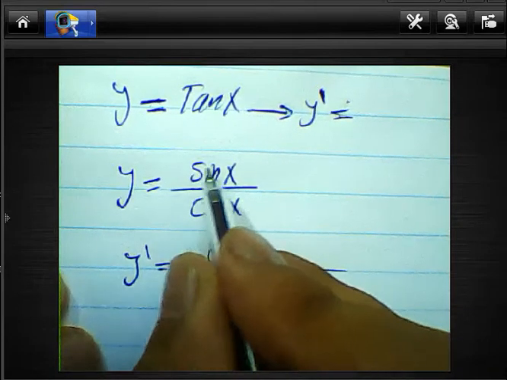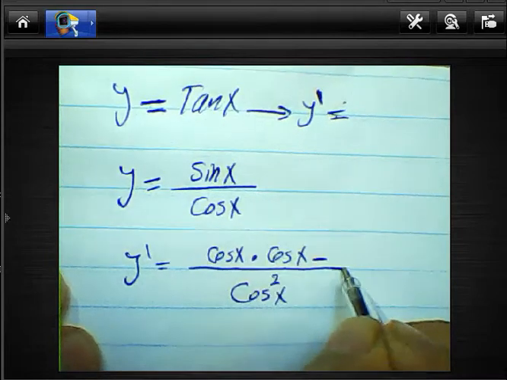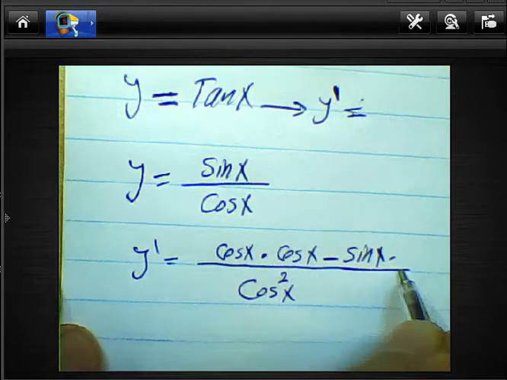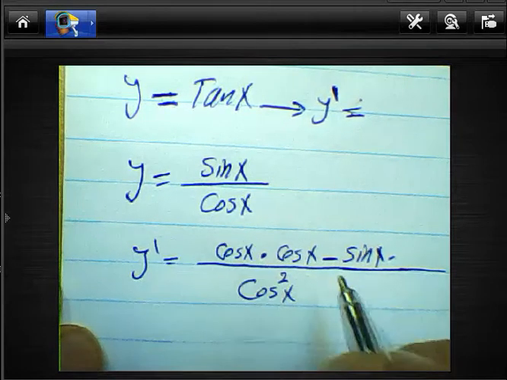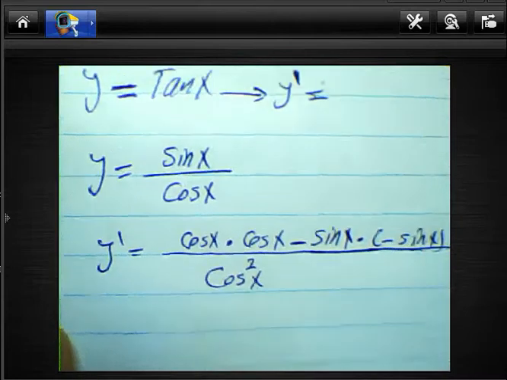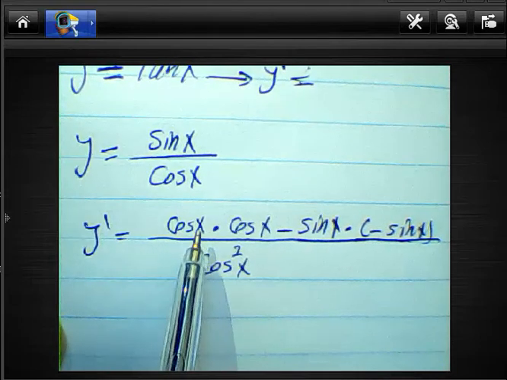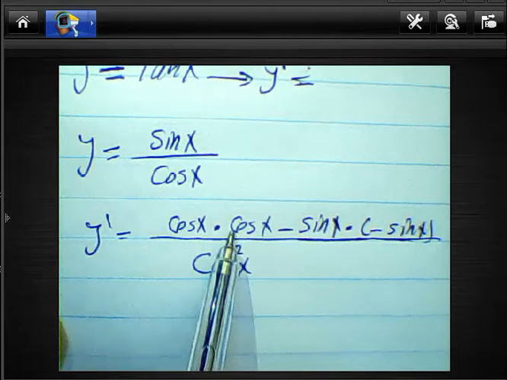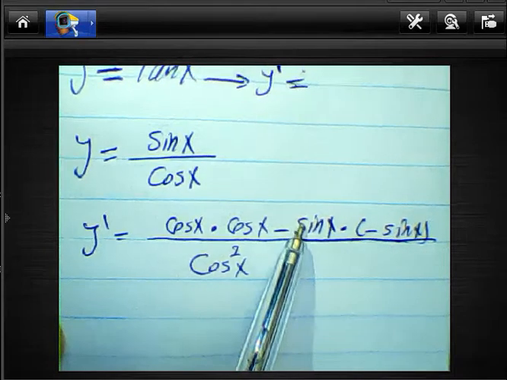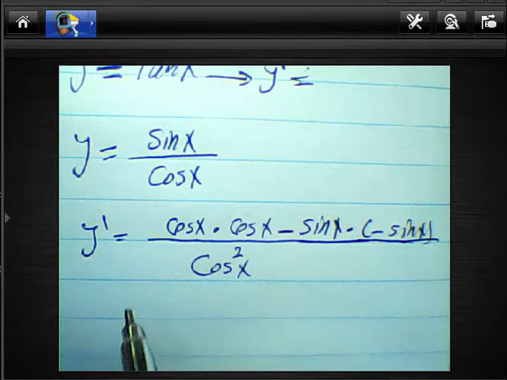The derivative of the numerator, sine, will be cosine, subtract sine x, dot the derivative of the denominator, cosine, which will be negative sine. Again we write the denominator power 2: denominator multiplied by the derivative of the numerator, subtract the numerator dot the derivative of the denominator, and we can simplify it.